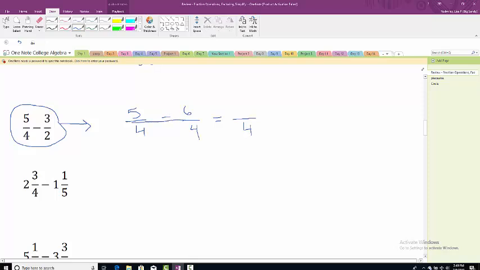We cannot take 6 away from 5. Well, we can, but our answer is not positive. See, think of this as I have $5, but I owe someone $6. That means I actually am $1 short. So that's -1. So that equals -1/4, and we bring the negative out in front of the fraction.